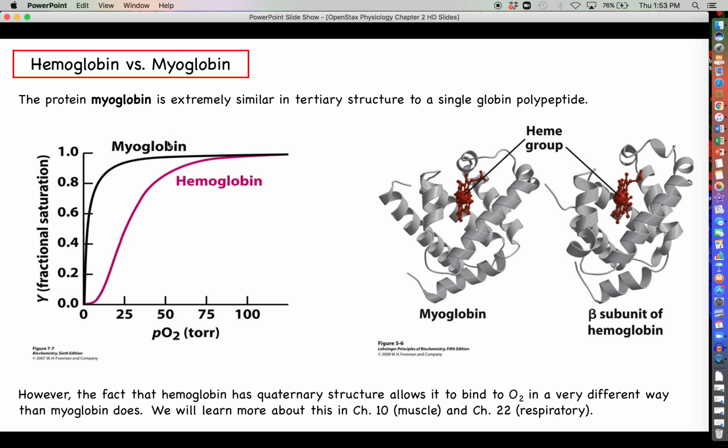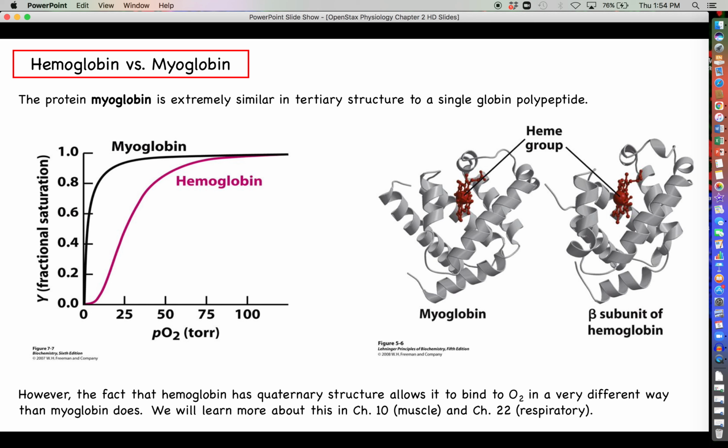Where these curves are different is here at the lower concentrations of oxygen. At the lower concentrations of oxygen, let's say 25 torr of oxygen, you'll notice that hemoglobin is only about 50% saturated, whereas myoglobin is still pretty close to 100% saturated. So clearly there's something about the difference between myoglobin and hemoglobin that causes them to bind to oxygen in very different ways. Now, we're not going to belabor that point here.